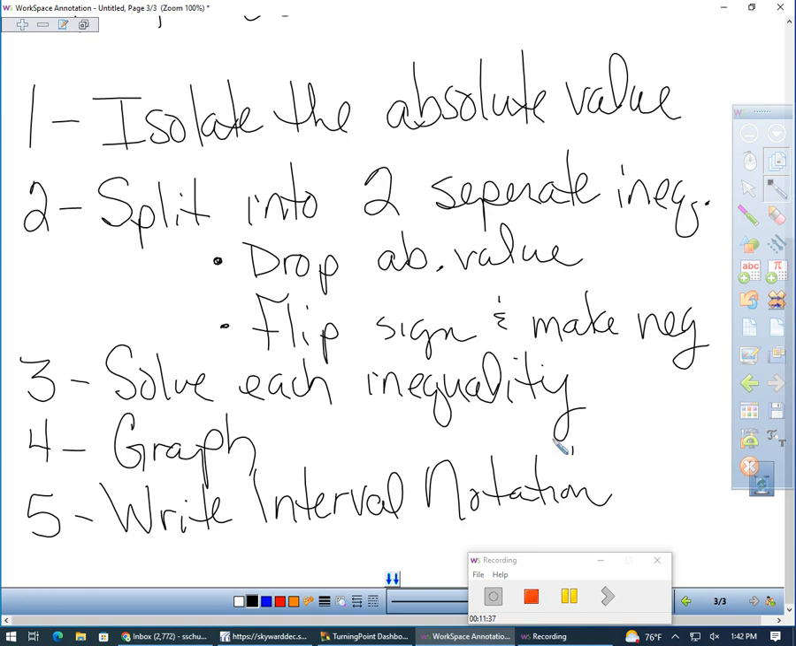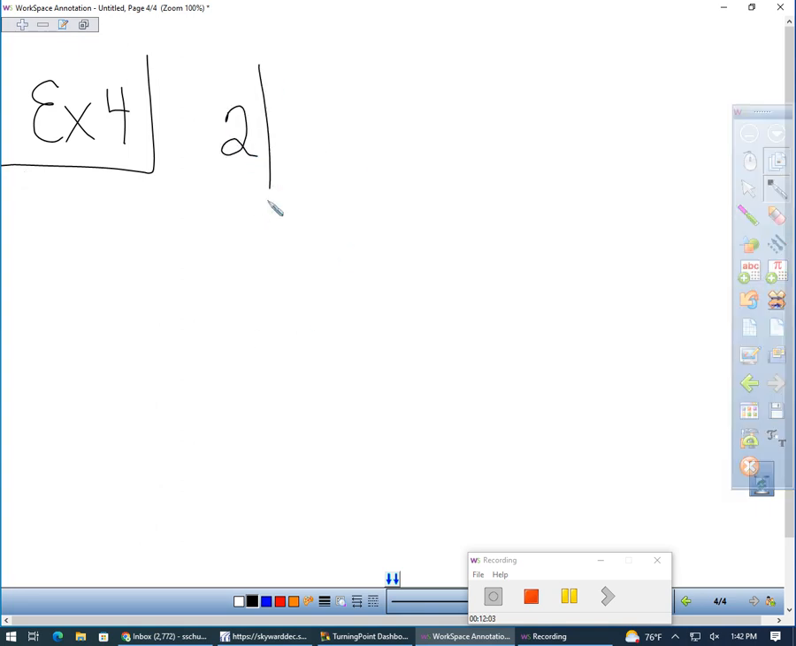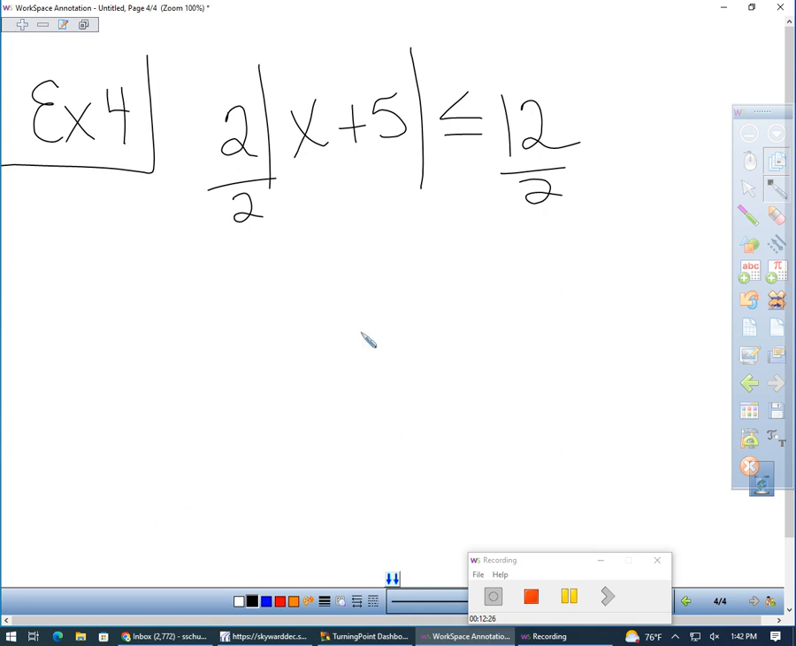Example number 4, I believe I'm on, right? Yeah, thank you. Example number 4. Let's say, we'll start off kind of easy. Let's say I have 2 times the absolute value of x plus 5 is less than or equal to 12. Alright, so we need to get the absolute value by itself first. What's the only thing I have to do that? Divide by 2. Very good. We're going to divide both sides by 2. So I have the absolute value of x plus 5 is less than or equal to 6.